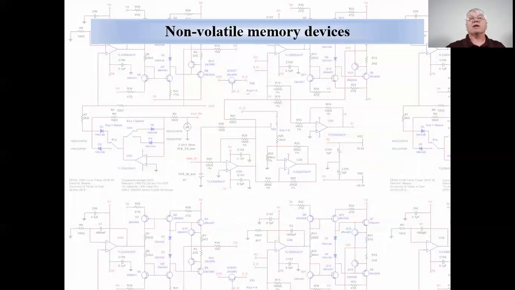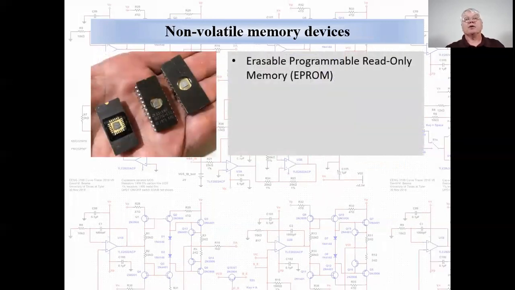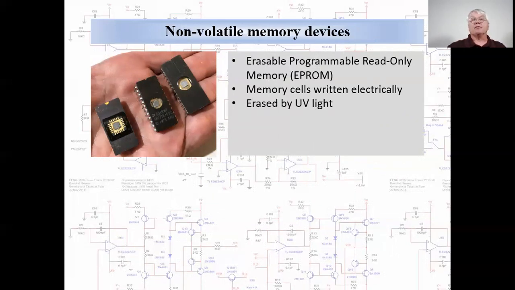An extension of standard MOS technology made possible the non-volatile memory chip, one that retains its data without an external supply voltage. This was useful for dedicated systems that did not require loading new programs, something you could program once and just leave. These devices were known as erasable, programmable, read-only memories, or EPROMs. The programming was accomplished electrically, but erasure was accomplished by means of ultraviolet light.